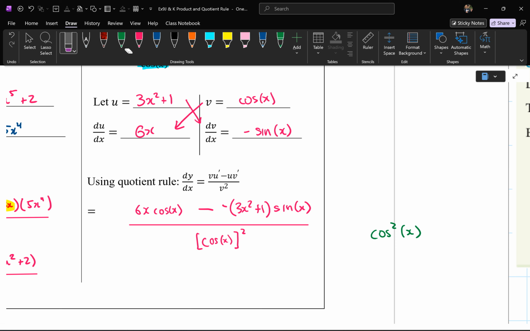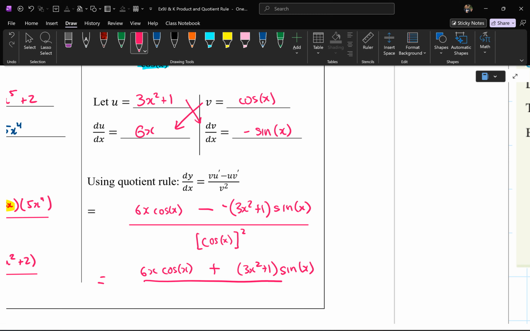Okay. All right. To finish off, double negatives is positive, and let's see if there's anything to factorize. No, nothing I can factorize. So I'm going to leave it as 6x cos of x plus (3x squared plus 1) times sine of x. Notice I introduced a bracket for 3x squared plus 1 because that came together. If you don't put the brackets in, then it looks like you've got 3x squared plus 1 plus sine x, which makes it wrong. Over cos of x all squared.